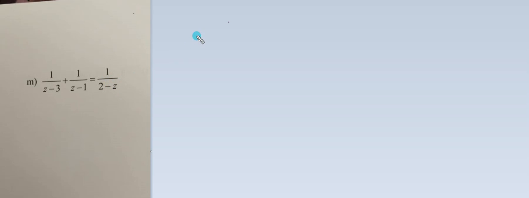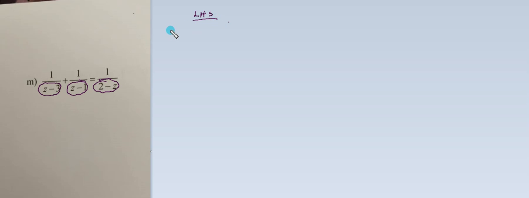Now, how do you do this? You're going to take all the denominators: z minus 3, z minus 1, 2 minus z. Now, there's no common factor among these three. So what I'm going to do is multiply the left hand side by the product of all these three terms. On the left hand side I do that. On the right hand side I also do that.